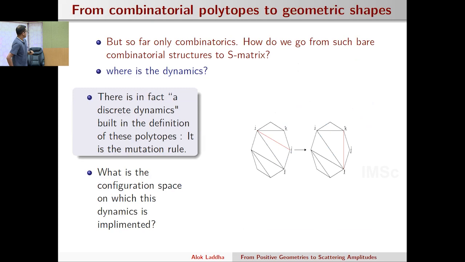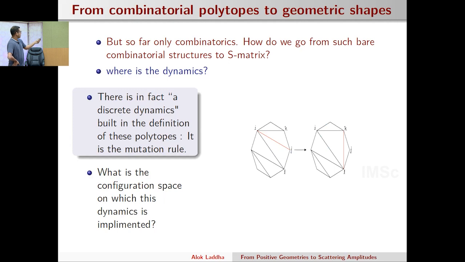Okay, but so far it's only combinatorics, and there's no way we would get anything like an S matrix from such bare combinatorial structures. And so the obvious question is, to get an S matrix, we should have some sort of dynamics at least. And in fact, it turns out that there is a discrete dynamics built into the definition of these polytopes, and it's what is called a mutation rule. So I give you a qualitative example first. The example shows a mutation where you keep all the other chords fixed, but you just mutate or flip one of the chords ij to a chord kl.